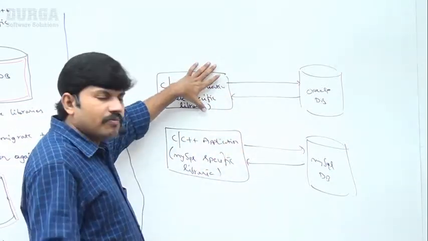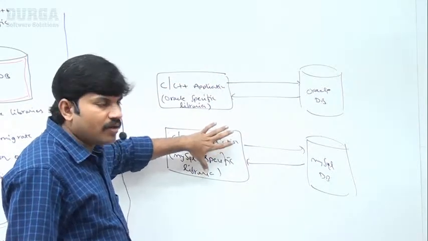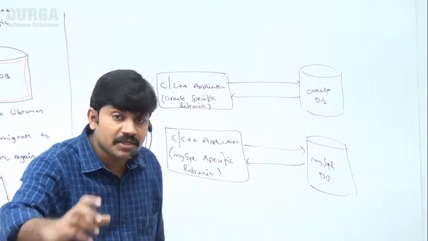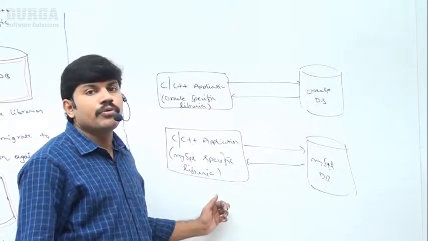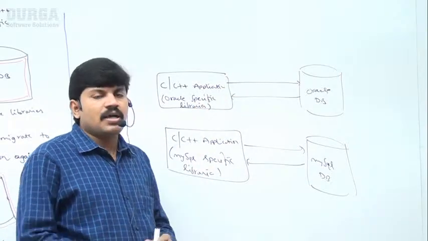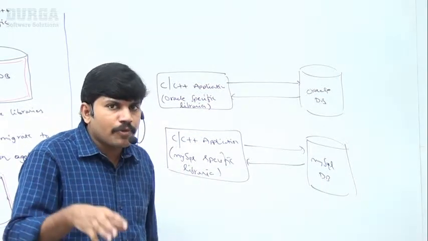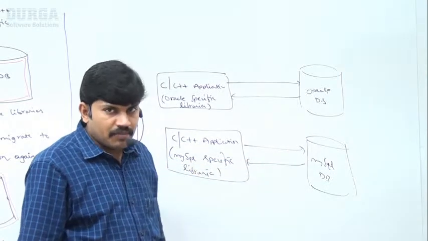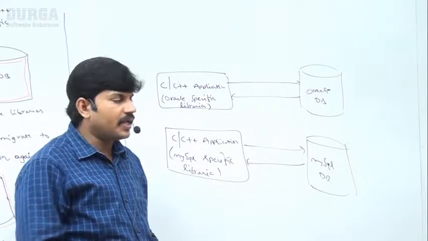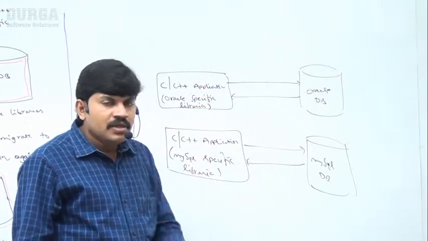This program will work only for the Oracle database. This program will work only for the MySQL database. If I want to work with the Sybase database, I must go for a new application. Everyone able to understand? So in the olden days, around the 1980s and 1990s, how did programming languages communicate with the database? For every database we had to maintain a separate application.